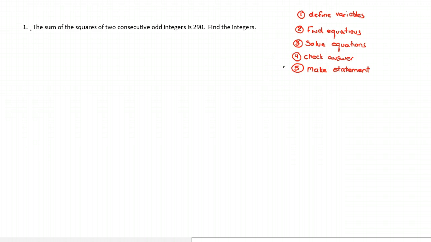So let's dive into this one. The sum of the squares of two consecutive odd integers is 290. Find the integers. So the first step here is I'm going to say let x represent an integer, and let y represent an integer. So there's our let statement.